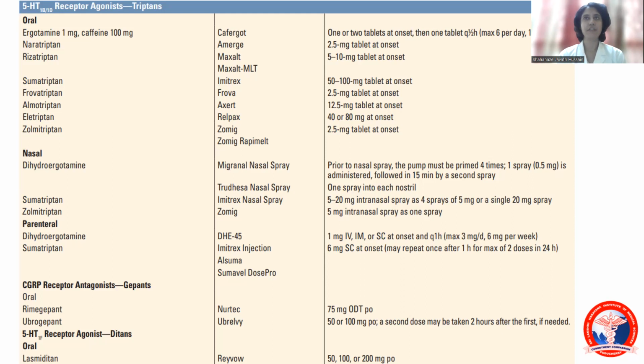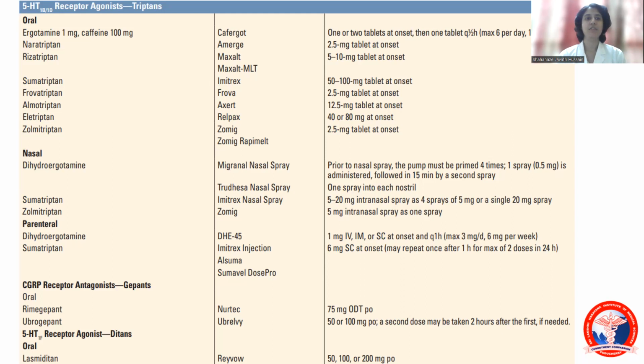And the thing about giving triptans is that they should be given after the aura phase has ended, otherwise they'll be ineffective. And because triptans are short lasting, there might be a recurrence of headache 2 hours after the headache stops. And hence, they have to be complemented by long acting NSAIDs. One of the most common side effects of triptans is nausea.